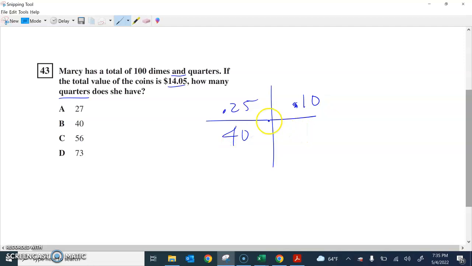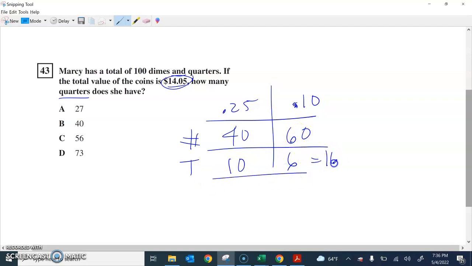That would mean that 100 minus 40 is 60, so she would have to have 60 dimes. The total amount she should have would be $14.05. If she's got 40 times 0.25, you multiply it out and you get $10 for that. Then 60 times 0.1 would be $6. So that would be a total of $16.